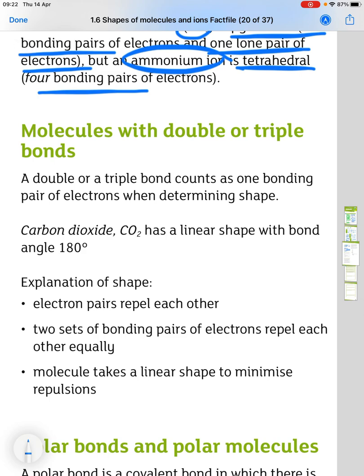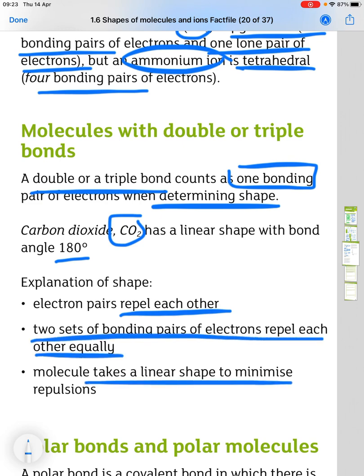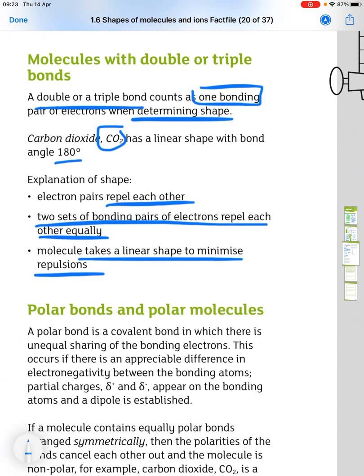So looking at molecules with double or triple bonds. A double or triple bond counts as 1 bonding pair of electrons when you're determining shape. So carbon dioxide, CO2, has a linear shape with a bond angle of 180 degrees. The electron pairs repel each other, two sets of bonding pairs repel each other equally, so the molecule takes a linear shape to minimise the repulsions.